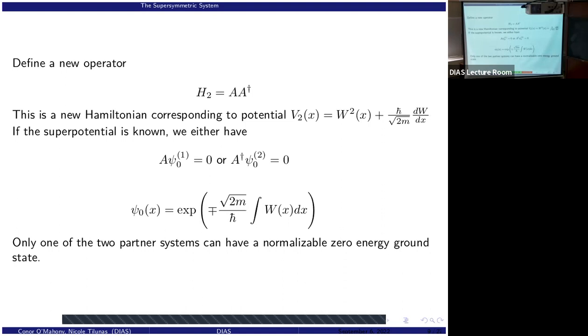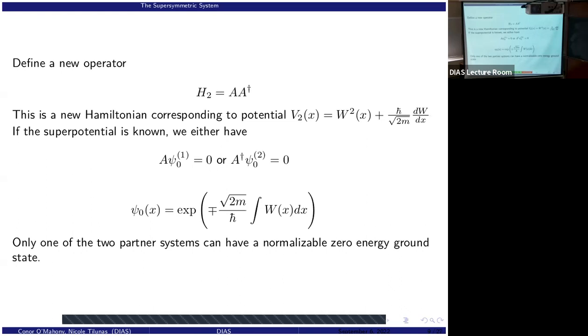That psi 0 equation is obtained by rearranging your equation for the superpotential on the previous slide. Only one of these two partner systems can have a normalizable zero energy ground state, and we can determine which one it is by studying what happens to W of x as x tends to infinity.